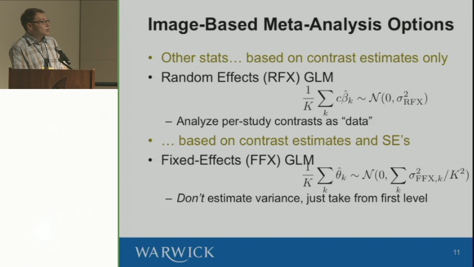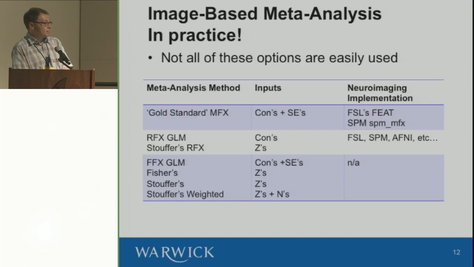And if it were the case you actually had contrast estimates and standard errors, so this isn't implemented anywhere. Well, no, that's not true. FSL does have a fixed effects option when you're combining different studies together. And this is basically saying that the variance is not actually estimated because it's just taken from the first level. It's kind of equivalent to the Fisher's and Stauffer's methods that were on the top of the previous slide. But again, this is a fixed effects, not a random effects. It's not accounting for between study variation. Next.